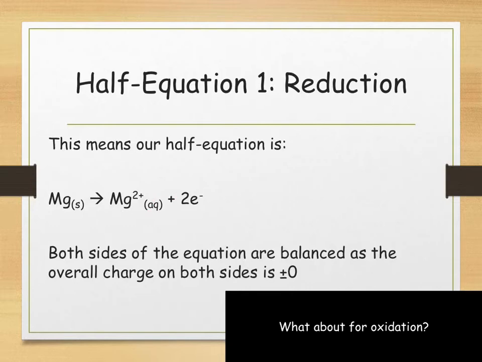This means that both sides of the equation are balanced as the overall charge on both sides is 0. We have an atom on this side with a charge of 0, an ion on this side with a charge of 2+, but we also have our 2 negative electrons. What about oxidation? I want you to pause the video now and have a go at writing the half equation for our copper.